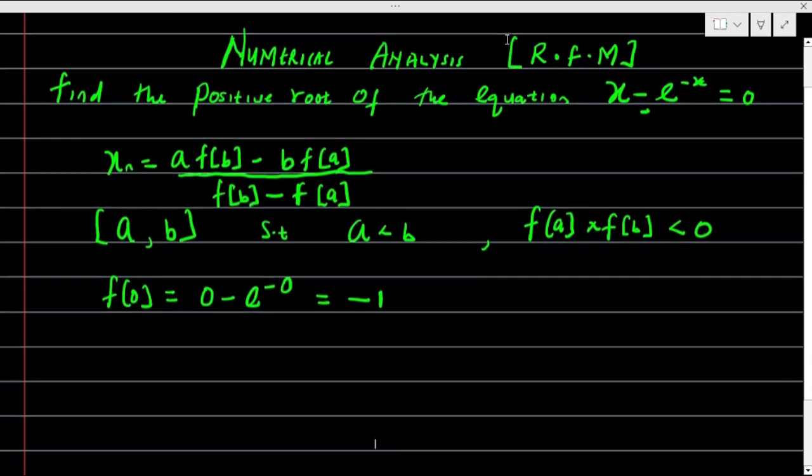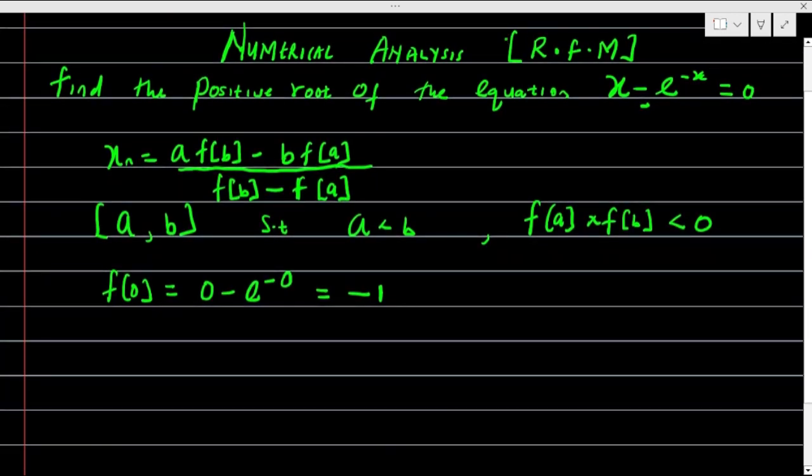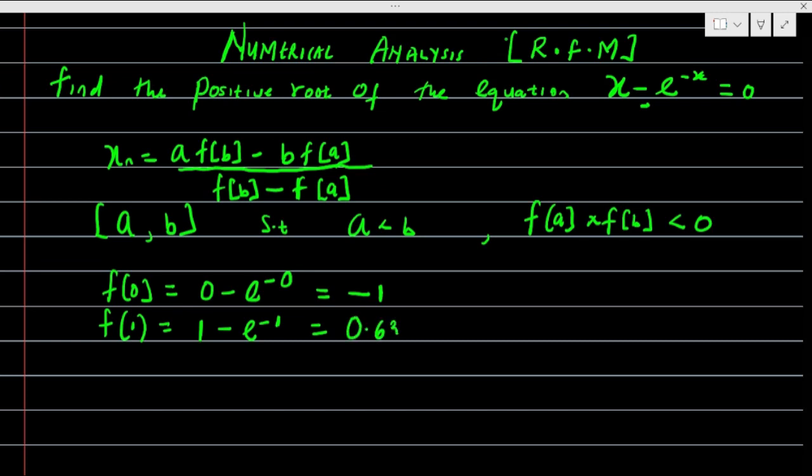So we need another number. Let's try f of 1, when x is equal to 1. What am I going to be having? It will be 1 minus e raised to power minus 1, and this will give me 0.6321. Very good.